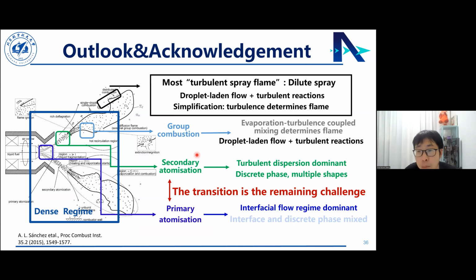This is where I gave a solution, a model, during my PhD work. Based on Klimenko and Bilger's model, I developed a Kolmogorov scale mixing model to close the system. And another thing is that here I presented the work in the interfacial regime dominant simulation, where the interface and dispersed phase mix. The remaining challenge is the transition between these two stages. This is the outlook for our future work.